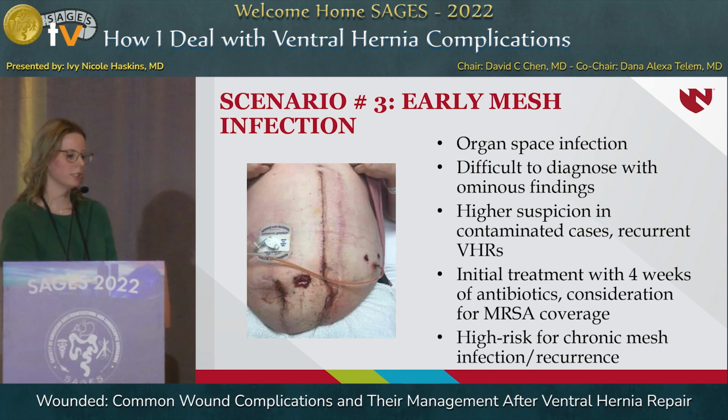Your initial treatment is with 4 weeks of antibiotics, again with consideration for MRSA coverage for your higher risk patients. And then it's important that you counsel your patients that they're at higher risk for progression to a chronic mesh infection or hernia recurrence.